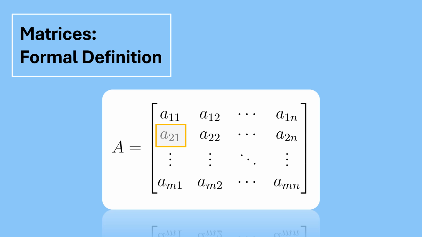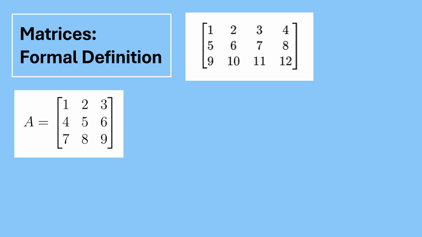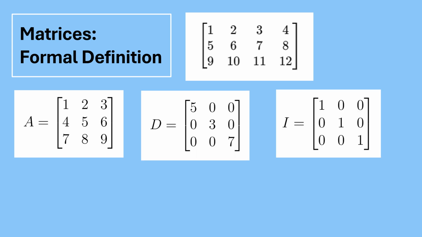The size or dimensions of a matrix are determined by its number of rows and columns. A matrix with 3 rows and 4 columns is called a 3 by 4 matrix. If the number of rows equals the number of columns, the matrix is called a square matrix. Matrices can also have special types, such as diagonal matrices and identity matrices, which we will explore later.